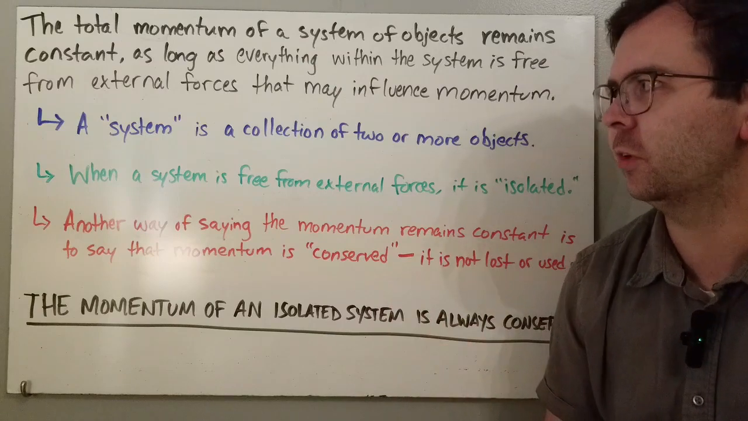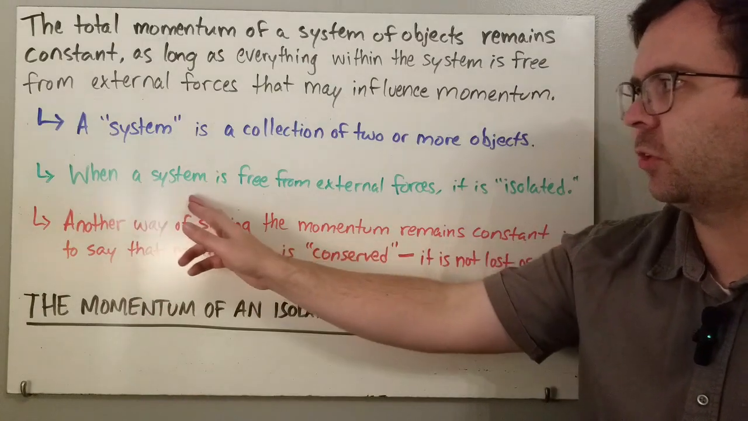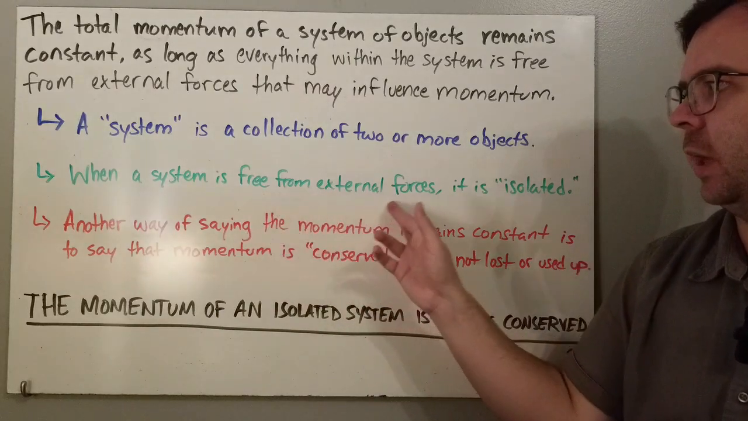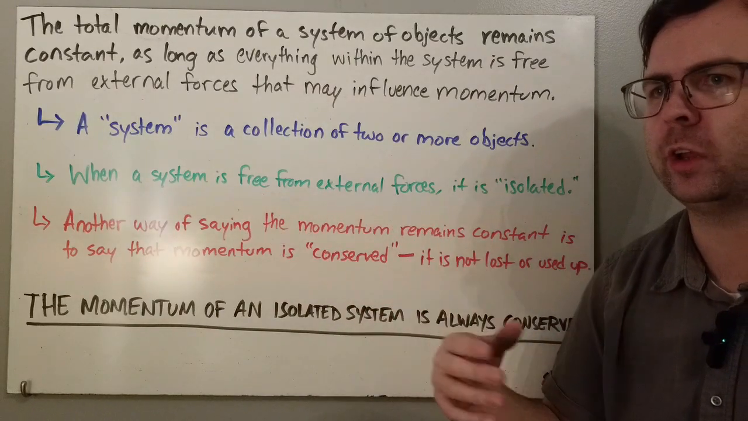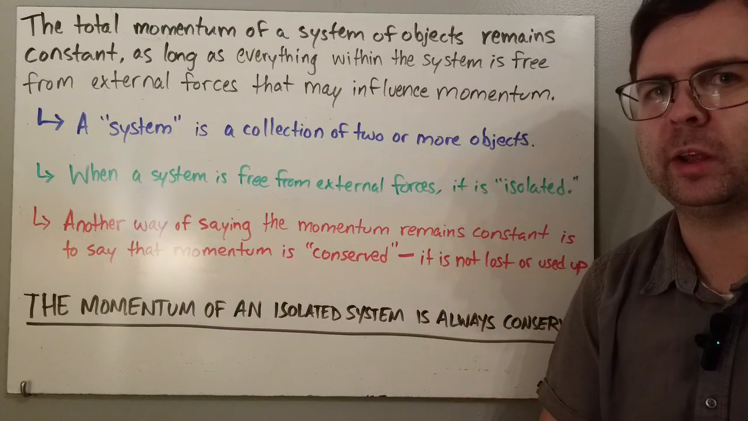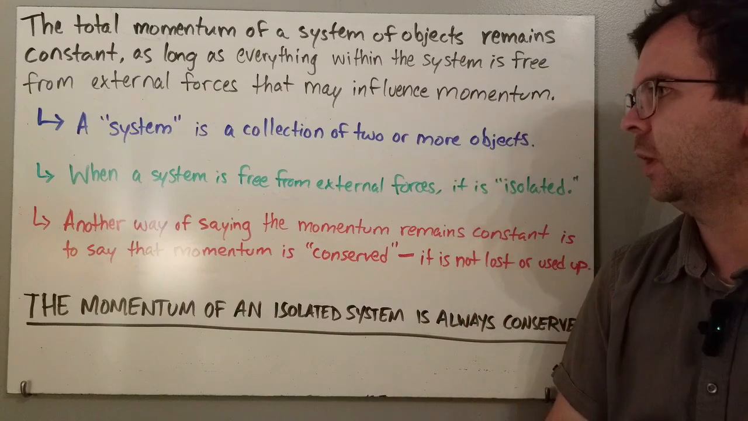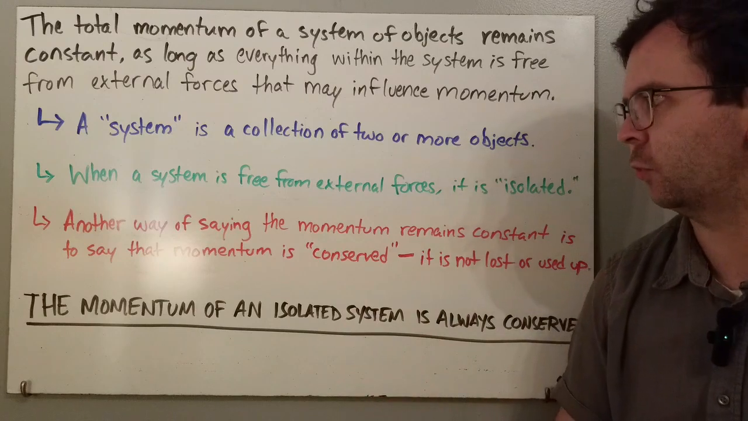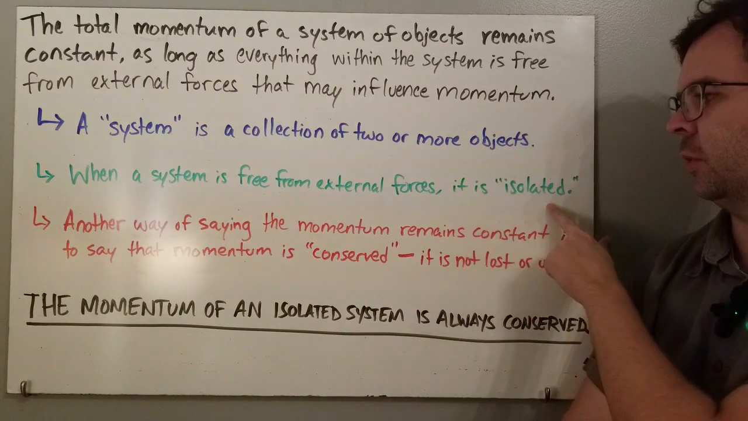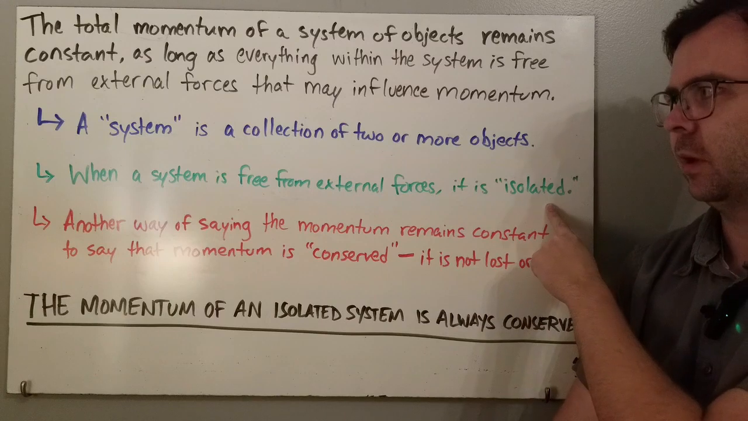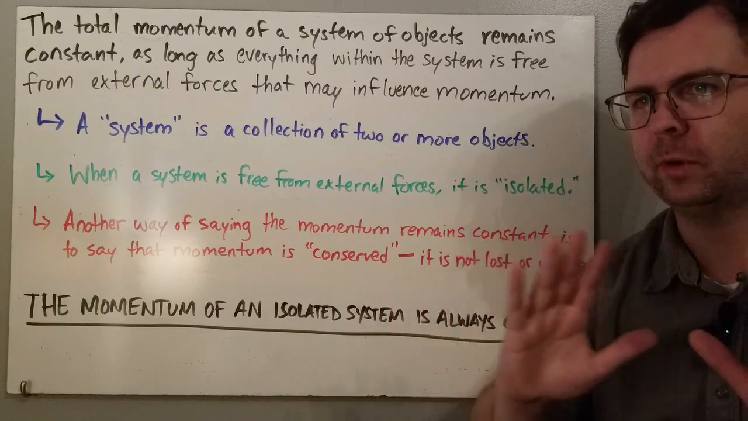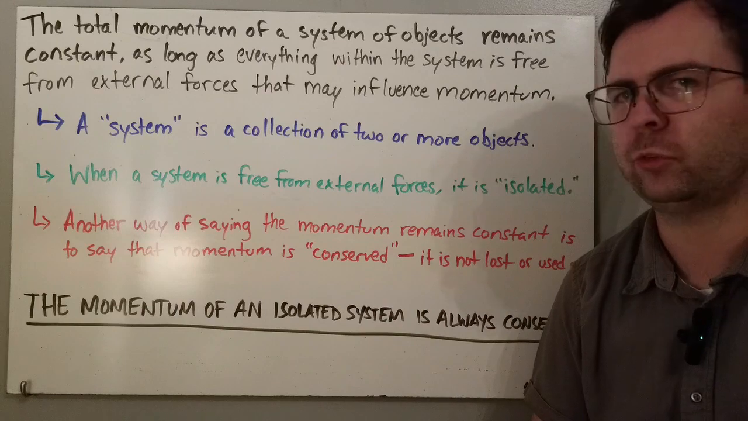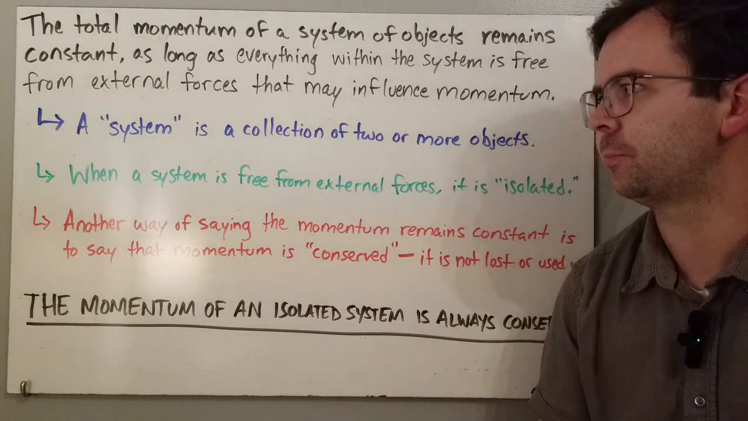We use that word system to talk about the two balls together, or however many objects you have, we collectively call them our system. And when a system is free from any external forces like friction or heat being generated or any kind of loss of momentum, if it's free from any of those external forces, we say that the system is isolated. Isolated being completely separate and removed from any other forces, just focusing in on the two balls.